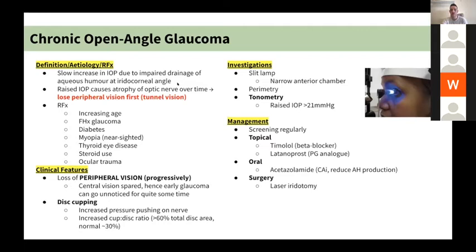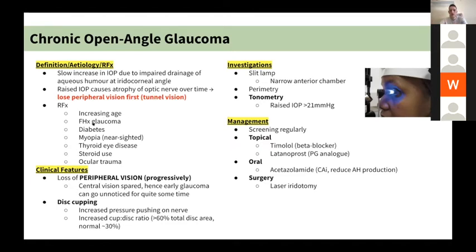So for chronic glaucoma, as mentioned before, it's an increase in intraocular pressure due to decreased drainage of the fluid. Because you have increased intraocular pressure, that pushes back at the back of the eye, the retina, and because the peripheral vision has the least blood supply, that's going to be the part that we lose first. So you lose your peripheral vision and you're going to get tunnel vision.